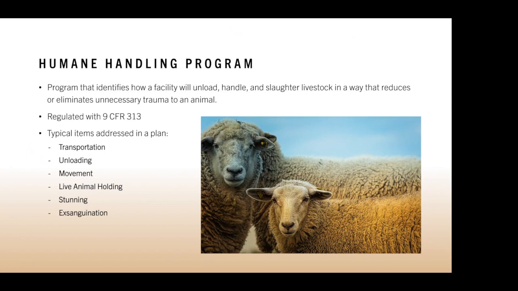FSIS has what is called a robust humane handling program, a voluntary program, where a facility that slaughters animals can meet certain requirements. There is a difference between a basic humane handling program and a robust humane handling program. For the sake of this training, we just want you to know that there are procedures required to be in place for humane handling.